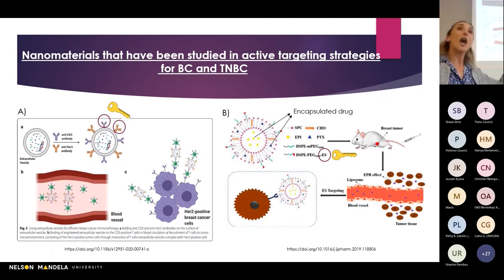In example B, we have a liposomal formulation that had the encapsulated drugs epirubicin and paclitaxel with a specific estrone receptor, denoted there by the key, that was able to actively seek out these breast cancer cells, thereby delivering the drug specifically and selectively to the target site.